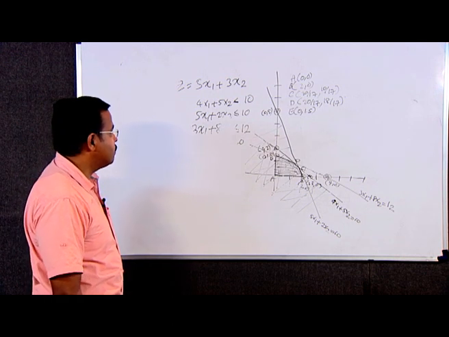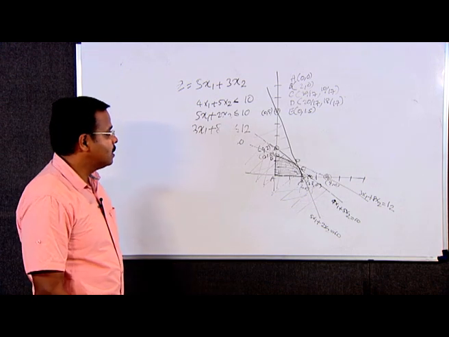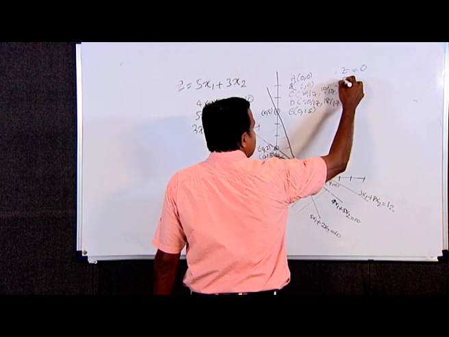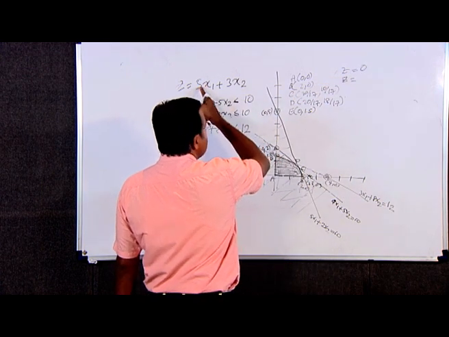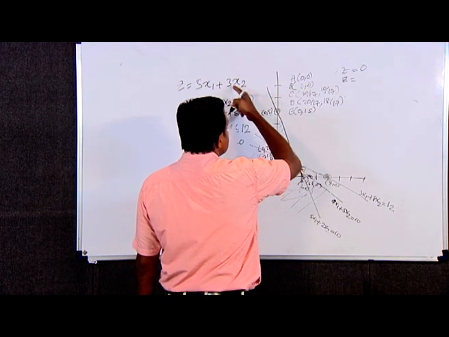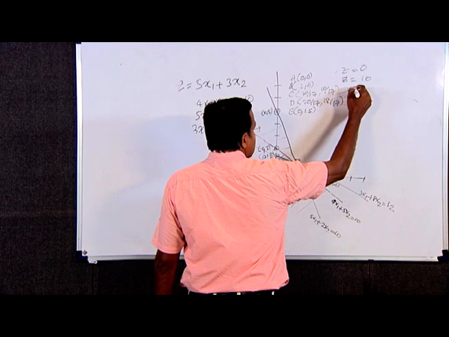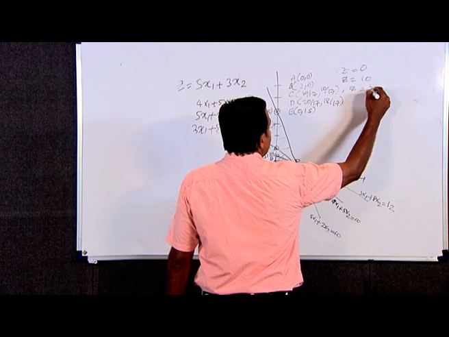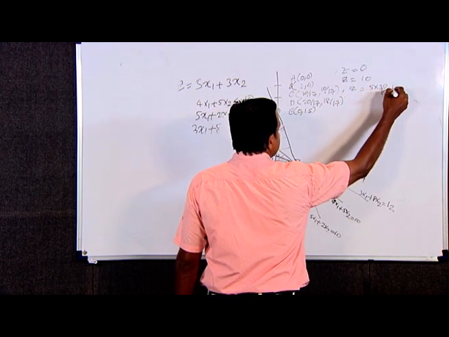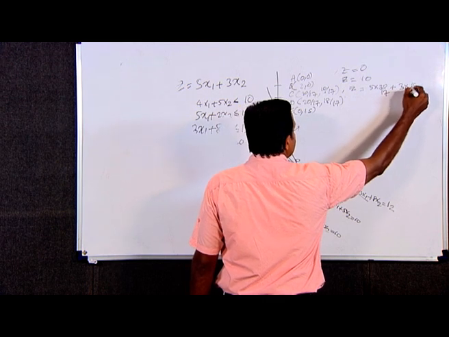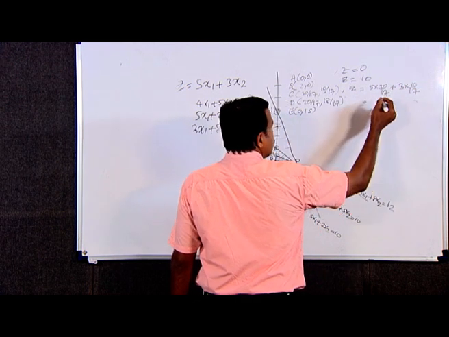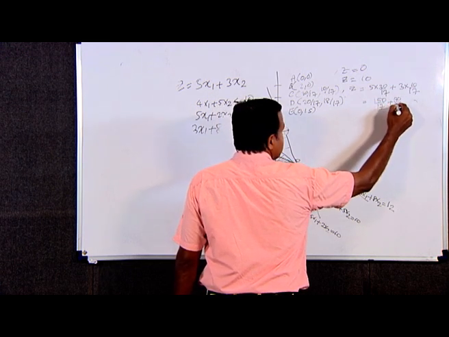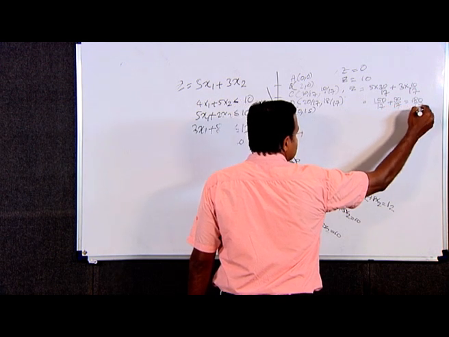Now, our job is to identify the values of Z for these 5 different vertices. At A, the value of Z definitely is 0. At B, the value of Z is 5 into the value of x1 which is 2, 5 into 2 plus 3 into 0, that is 10. Next, at C, the value of Z is 5 into 30 divided by 17 plus 3 into 10 divided by 17, that is equal to 150 divided by 17 plus 30 divided by 17, that is 180 divided by 17.